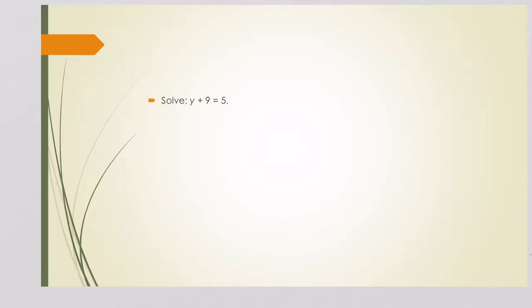All right, so I'm going to solve for y this time. Whenever you solve for a variable, it's just like what we've done before. You've got y plus 9 equals 5. So I want to ask myself, what is happening to the variable? Well, in this case, I am adding 9. So how do you undo addition? You undo addition with subtraction. So I'm going to subtract 9, but what I do to the left side of the equal sign, I have to do the identical thing to the right side.